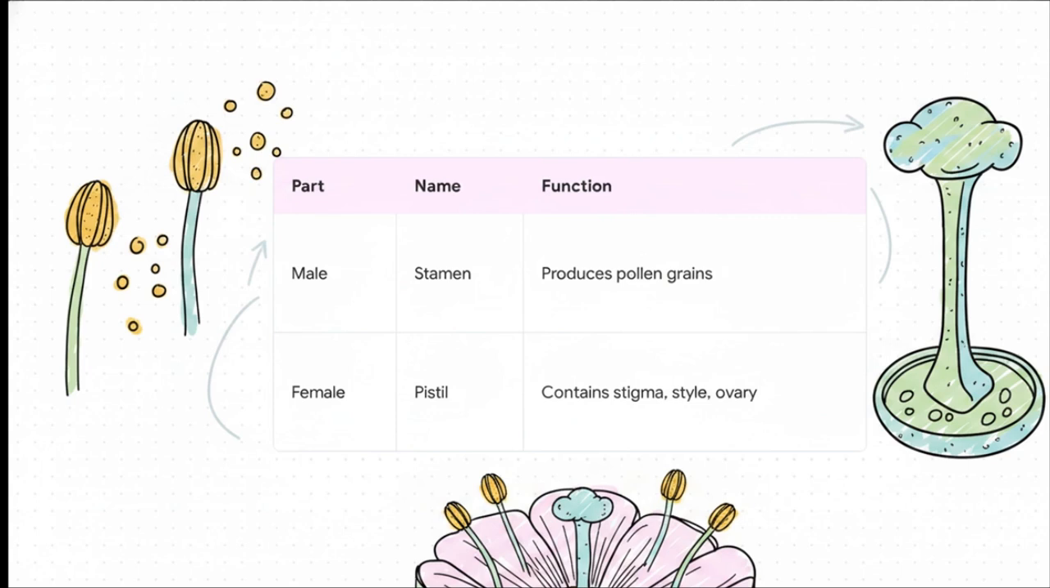Right in the center is the pistil, the female part. It has three main zones: the sticky stigma at the top to catch pollen, the style tube in the middle, and the swollen ovary at the bottom, safely hiding the egg.